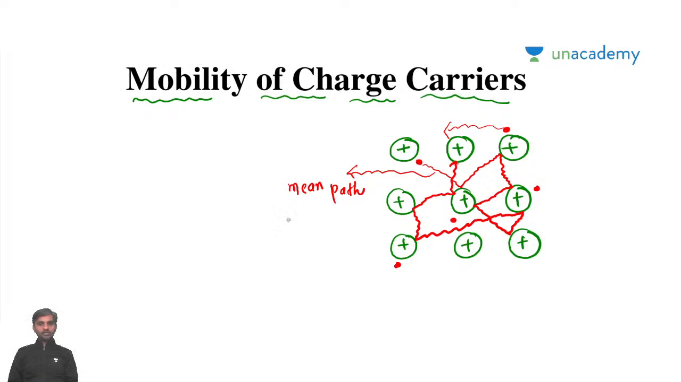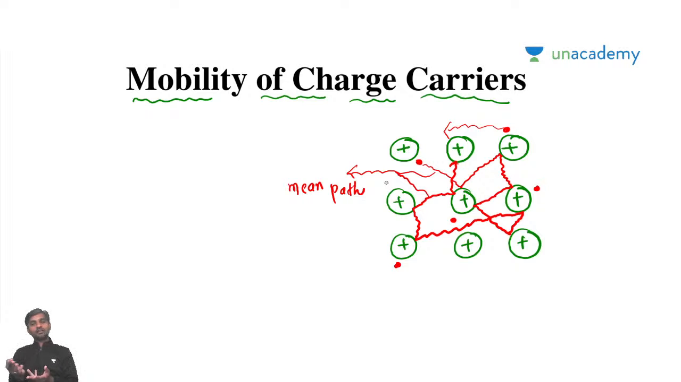This is called a mean path. So this can be a mean path, this can be a mean path. There are many mean paths for a given electron, right? And as it is random in nature, the average value... When one electron is going in one direction, another electron is coming in the other direction. So overall, the total motion of the charge carriers, the electrons, will become zero. Because of that, the average current will become zero.